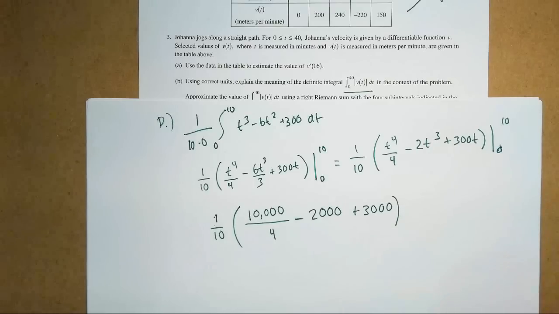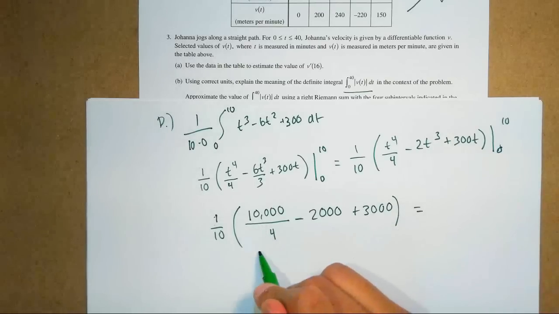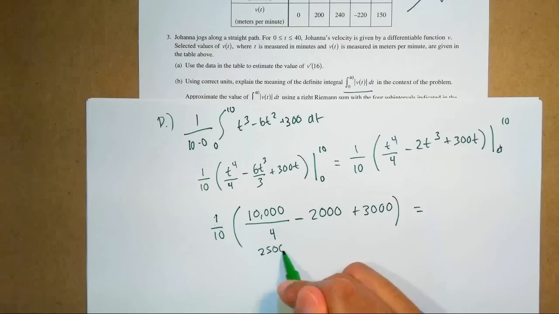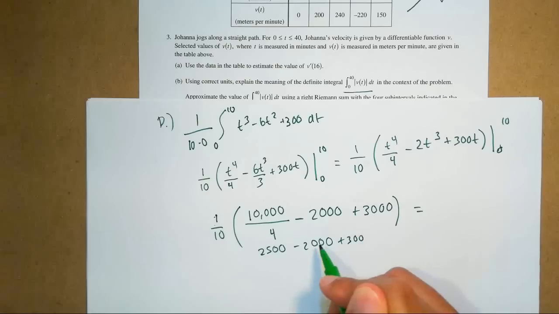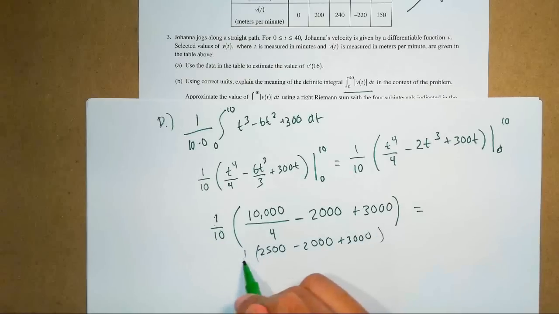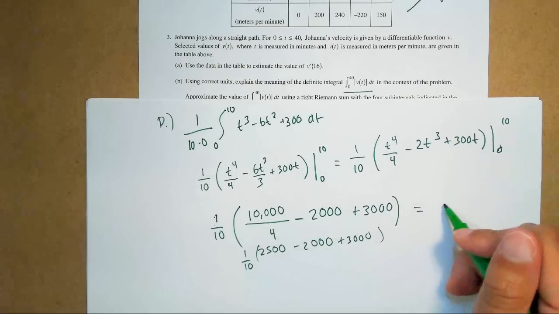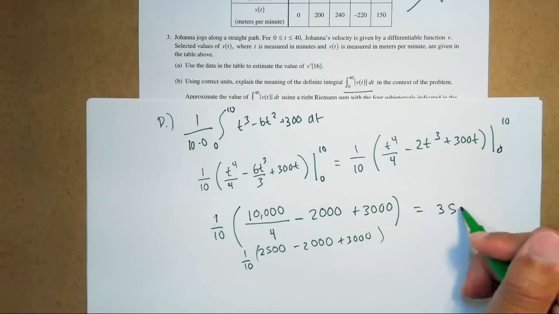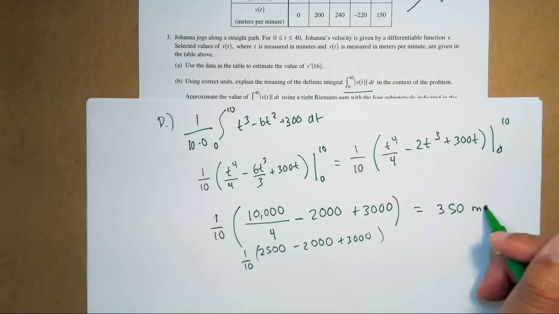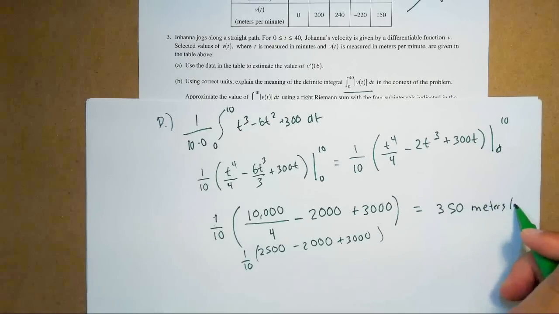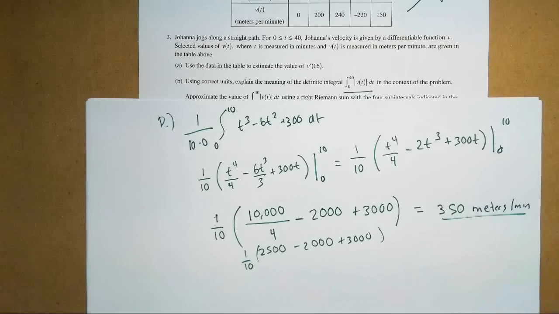Now working all this out, this value right here is going to be 2,500 minus 2,000, plus 3,000, times 1 over 10. And if you work all this out, you should get a value of 350. Now think about it. What did we just find? 350 what? What were the units? Meters per minute. Because it was velocity. And that question was worth 3 points.